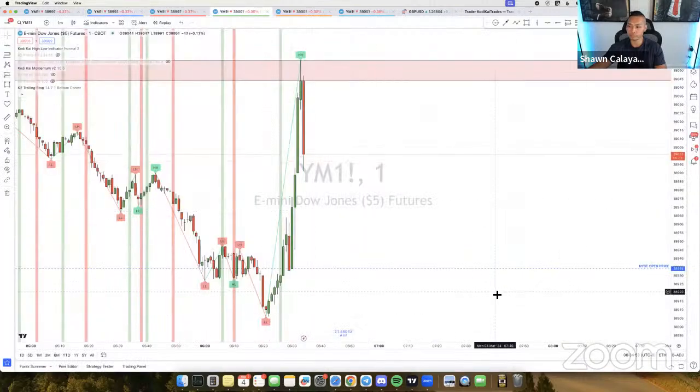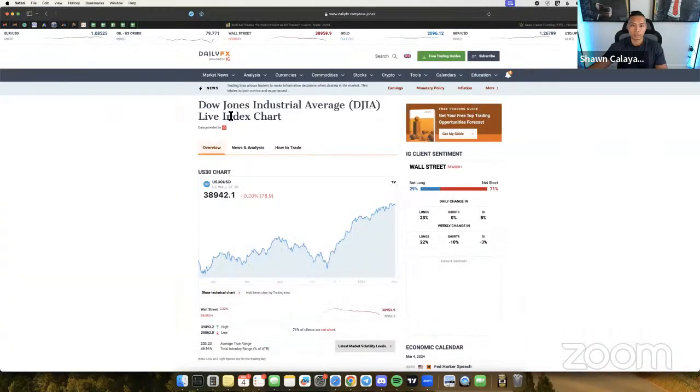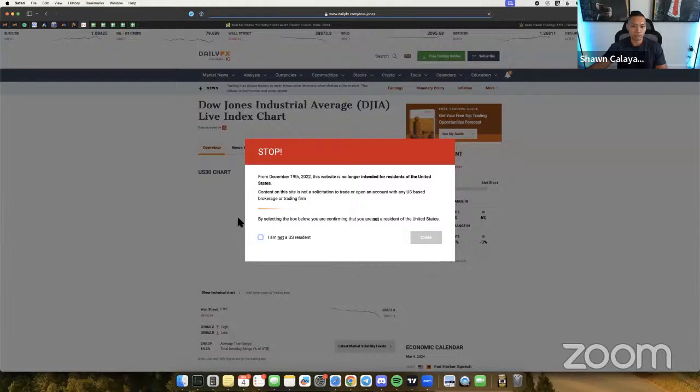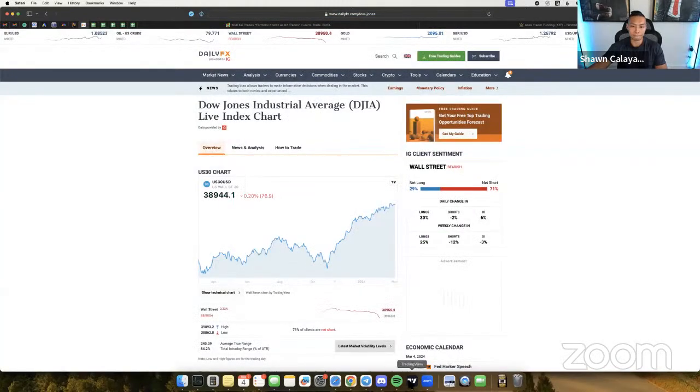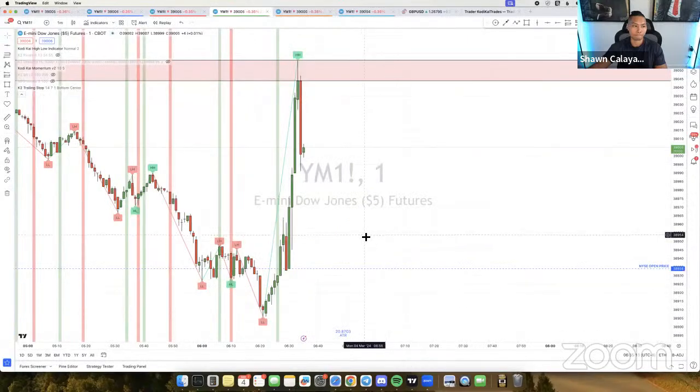So let's see, retail sentiment is now 71% short. A lot of people are hopping onto the sells. You might want to be careful, not chase those sells. This price is probably just going to keep climbing up. So we got this right here.